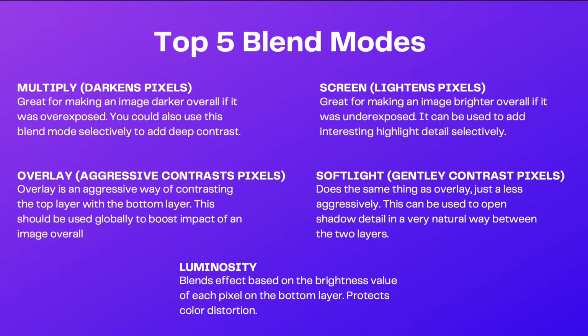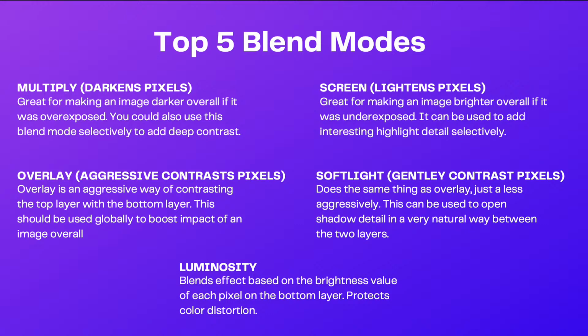All right, and this was the last comparison: overlay and soft light. Overlay is an aggressive way of contrasting the top layer with the bottom layer. This should be used globally to boost the impact of an overall image. So if you want something that goes from a really harsh transition of light to dark, then overlay is really good for providing that type of contrast. It makes your photos a little bit more edgy, makes them pop.